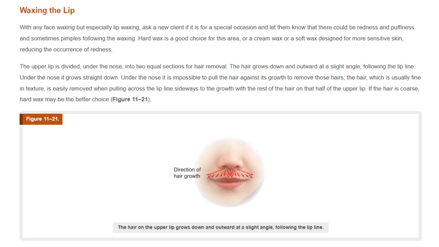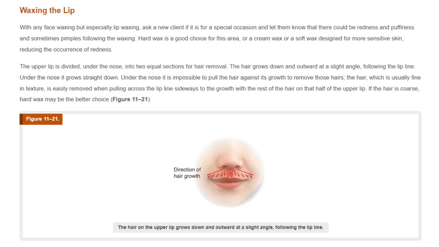The upper lip is divided, under the nose, into 2 equal sections for hair removal. The hair grows down and outward at a slight angle, following the lip line. Under the nose it grows straight down. Under the nose it is impossible to pull the hair against its growth to remove those hairs.